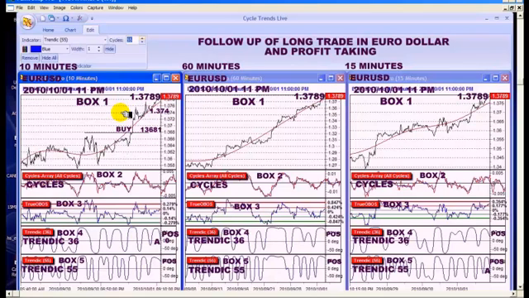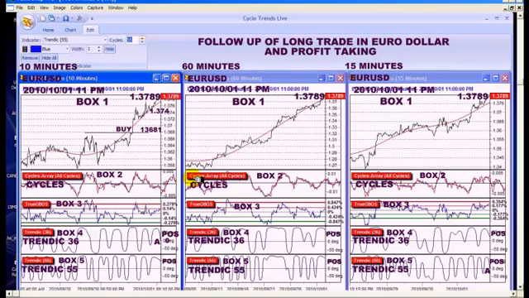We have 5 boxes: box 1, box 2, box 3, 4 and 5. The cycles in box 2, OBOS in box 3, Trendix in box 4 and 5, and we have the same 3 periods. In this case, we're having the 10-minute period on the left side, the 60-minute period in the center, and the 15-minute period on the right side.